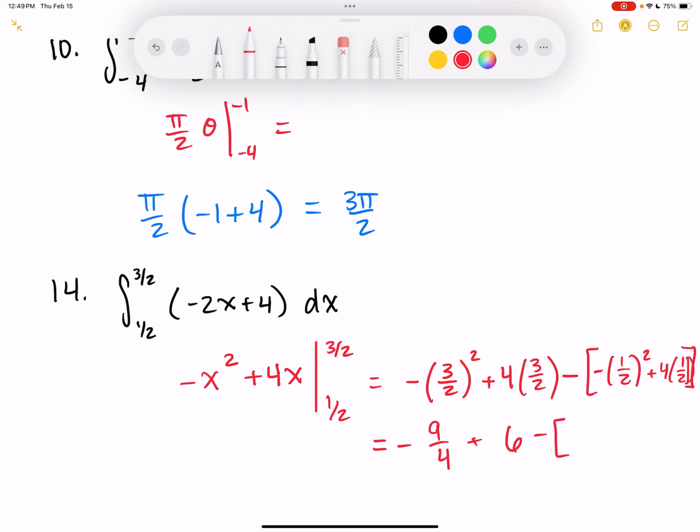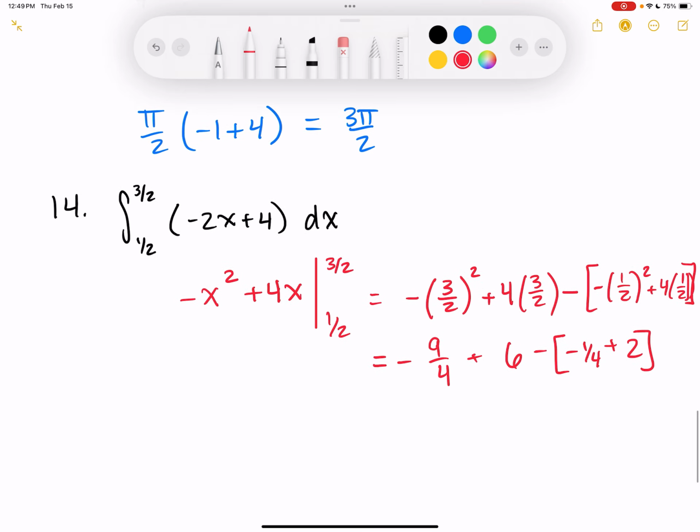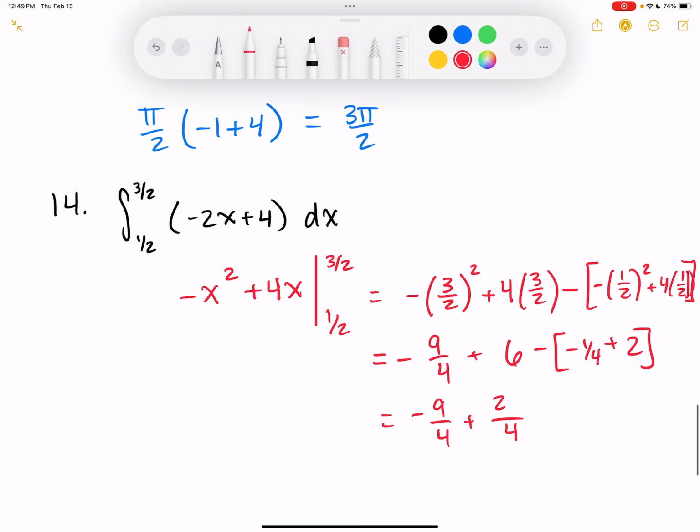Minus, over here, we'd have negative 1/4 plus 2. So then now, common denominator, I'm going to need 4s on the bottom. So negative 9/4 plus, if I have a 4 on the bottom over here, that means it's got to be 24 on top. Minus, still in the bracket, negative 1/4 plus 4 on the bottom, 8/4.